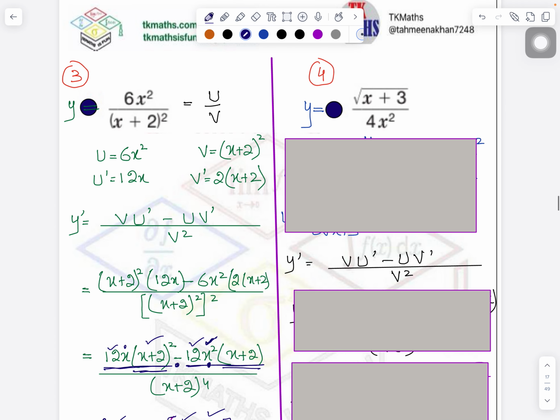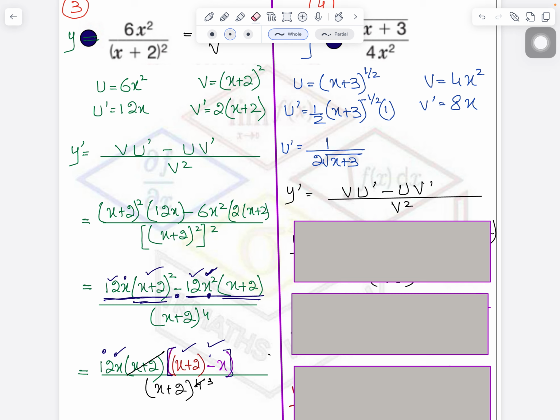Just to cover more examples, I have solved this in advance to save time. Otherwise, the video will get very long, right? So now again, your u is root x plus 3 and v is 4x square. You will differentiate them so that you can substitute them in the formula. Basic differentiation we have already seen. So I will substitute this in the formula.